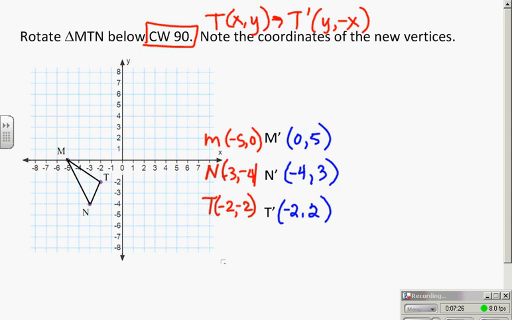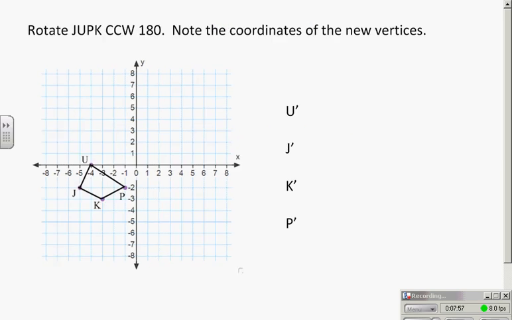And if I go and graph those now, the picture should stay the exact size and the exact shape, just moved to new location. So you have kind of a built-in check if you accidentally goof up a coordinate. And T is at -2, 2. And when I sketch that in, that looks pretty good. Just for my lesson, I'm going to say, does that look like a 90-degree angle? Indeed it does.